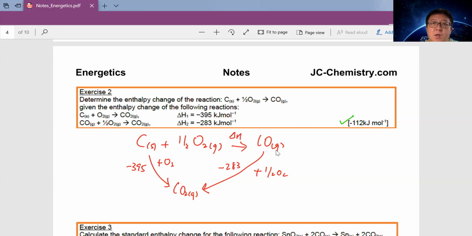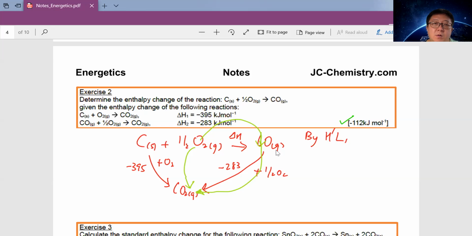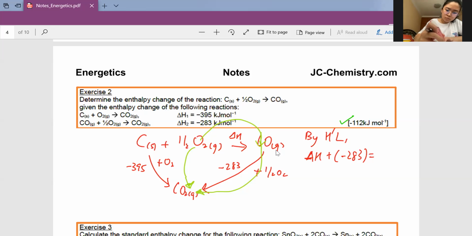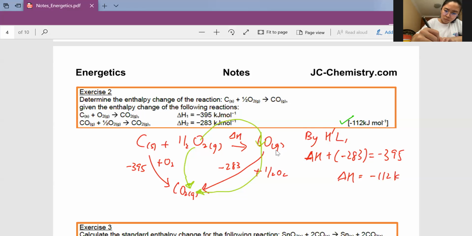This is enthalpy H. Okay, so by Hess's law, stage 1, stage 2, right? Curve clockwise, anti-clockwise, all the way down here. You can see the green arrow. Okay, change back to red. So your enthalpy H plus negative 283 must give me negative 395. Enthalpy H is negative 112. Correct? You pick up a calculator and check for me. 112, correct? Correct, very good. Easy warm up example.